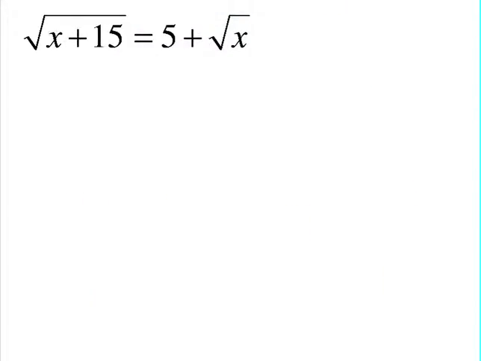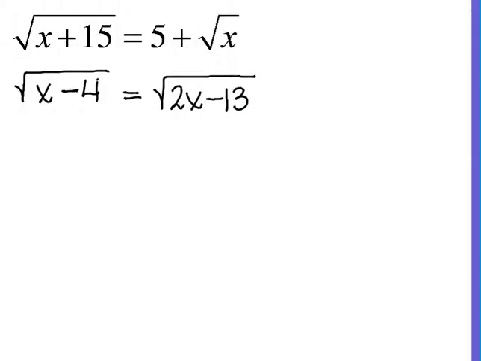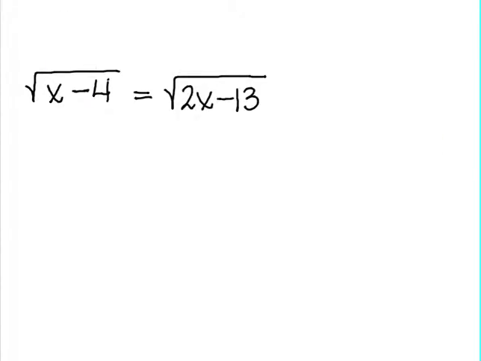Okay, now we're going to change this one a little bit. So hold on. I'm actually going to change real quick because I had a change in plans here. So let's go ahead and change this problem so that it is root x minus 4 equals root 2x minus 13. Okay, so we're going to go ahead and get rid of that one we just looked at. That's the one we're going to look at instead.